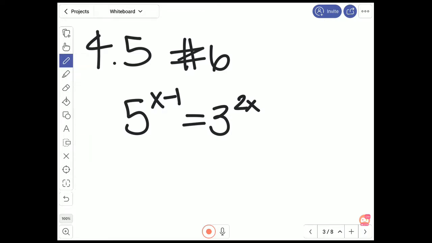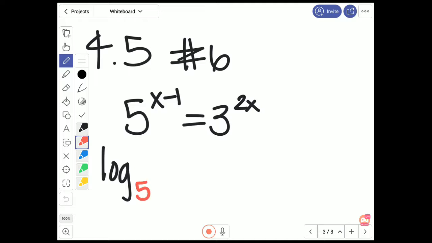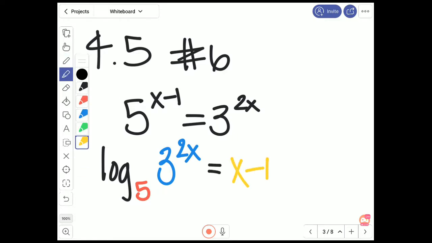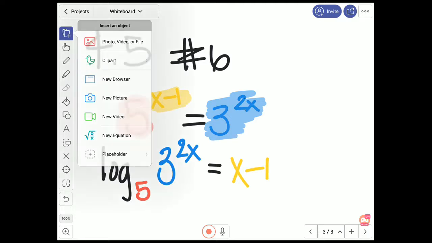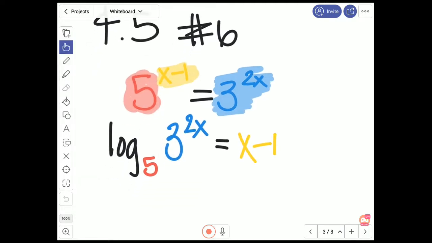If I were to rewrite this as a log problem, it would be the log base 5 of 3 to the 2x equals x minus 1. So I just started off rewriting this in log format. This is where my base of 5 came from. So the log base 5 of 3 to the 2x is going to equal the x minus 1 from right here. And we need to now work this out.